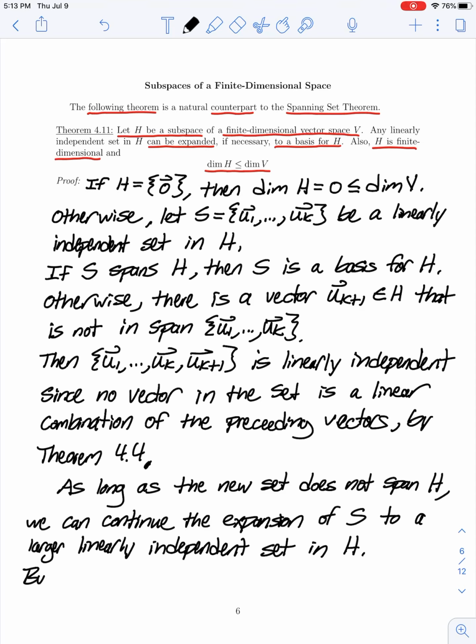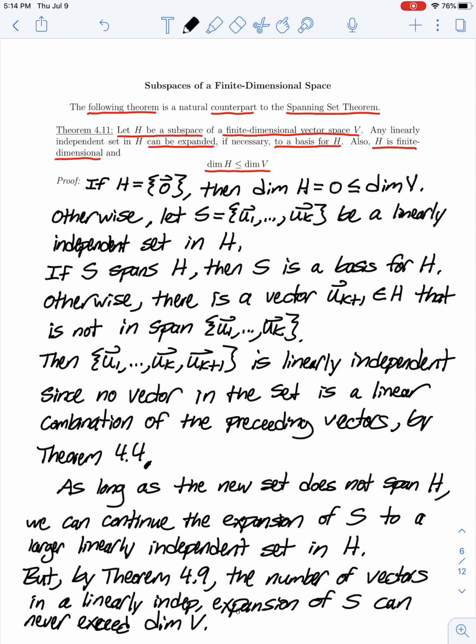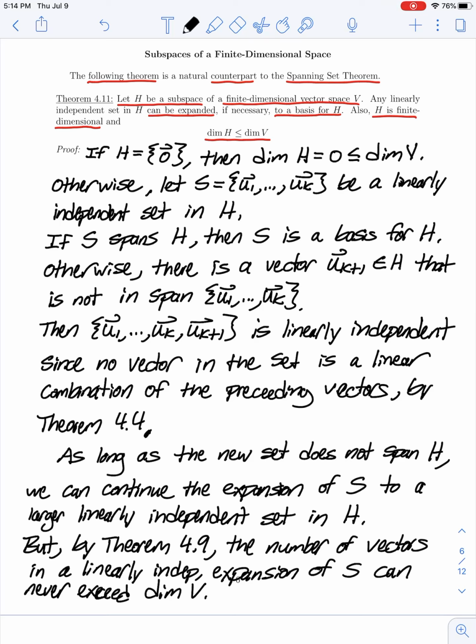But by applying Theorem 4.9, the number of vectors in this linearly independent expansion of our set S can never exceed the dimension of the vector space V. So at some point, this expansion that we're considering must span our subspace H, and will therefore be a basis of H since our set was linearly independent.